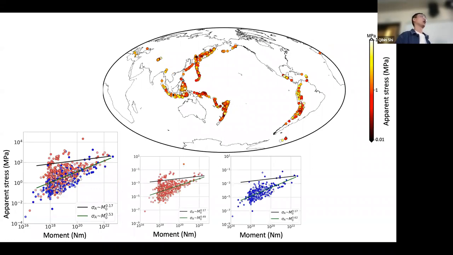And we also plot the energy. This figure has been shown before. So this is a global distribution of the radiated energy. Here we convert the radiated energy to the apparent stress by dividing the radiated energy by the moment and times the shear modulus, or rigidity. We can get the global distribution of the apparent stress. And we can see some lateral differences. Also take South America as an example, the region near Peru shows a clearly higher apparent stress for the deep earthquakes.